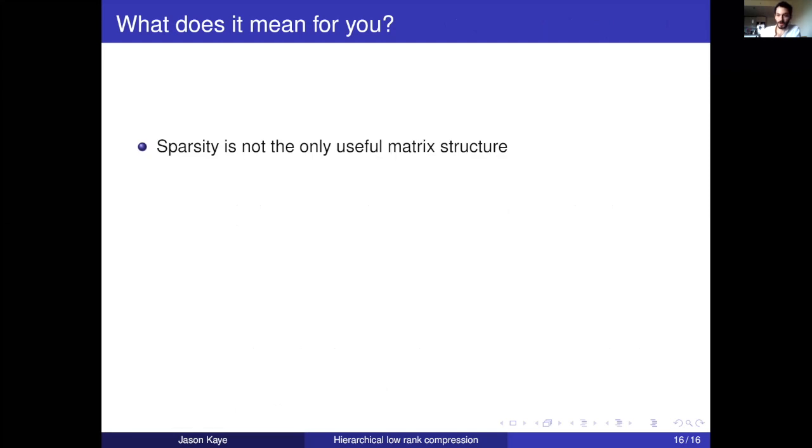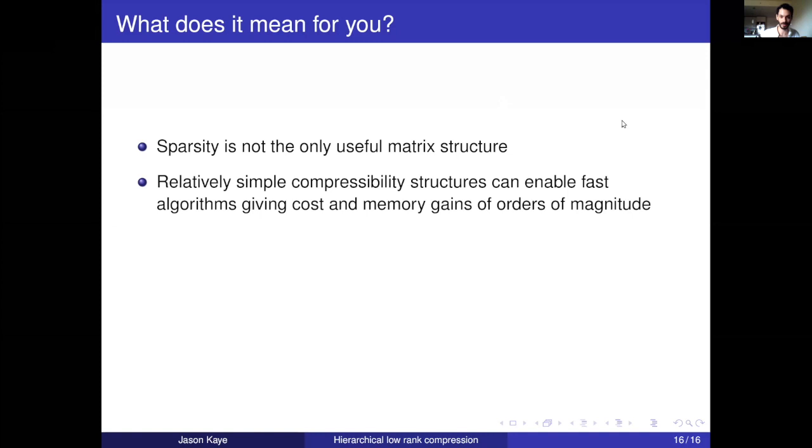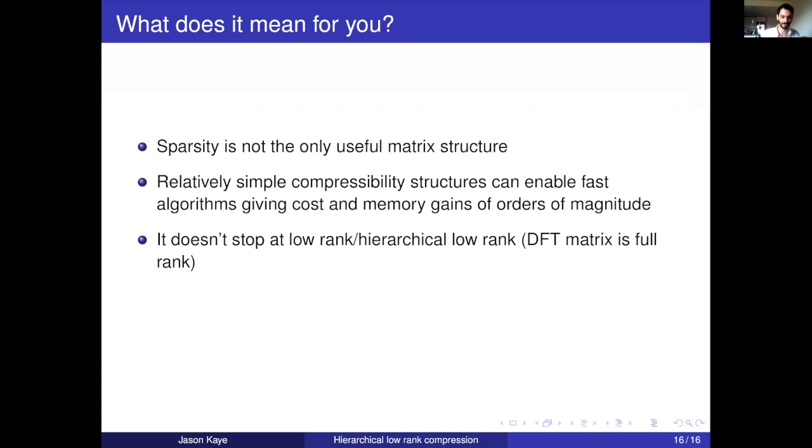Just to wrap up, what are the general ideas which may be useful to you here? Number one is that sparsity is not the only useful compressibility structure out there. In this field, there were attempts to reduce the cost of these history integrals just for systems where a lot of the entries of your matrices are 0, but there are many other compressibility structures and fast algorithms associated with them, and you can get big savings.